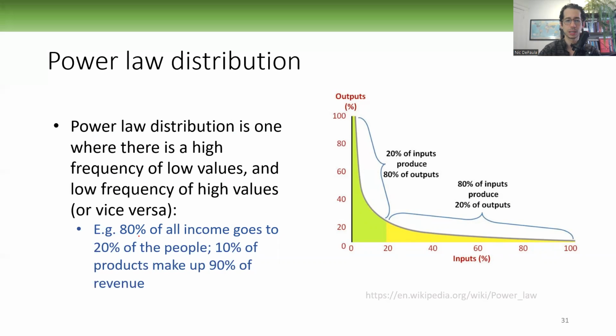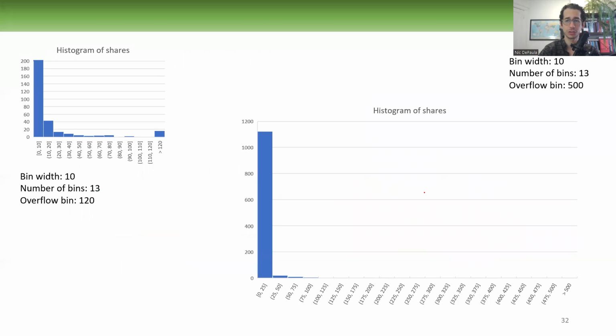So for example, when we're talking about income, in many societies and situations, 80% of all income goes to 20% of the people. Or for example, in a lot of businesses, 10% of the products make up 90% of the revenue. These are what we call power law distributions, and they're common and they're not normal distributions, which we'll see later. So when we're talking about shares of tweets, it's a classical power law distribution.